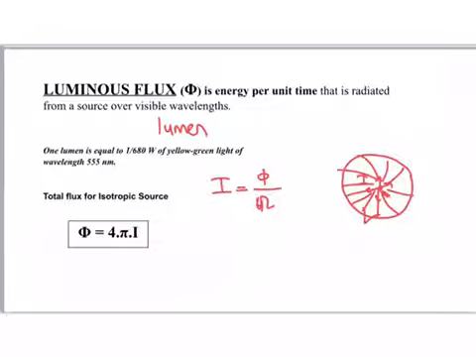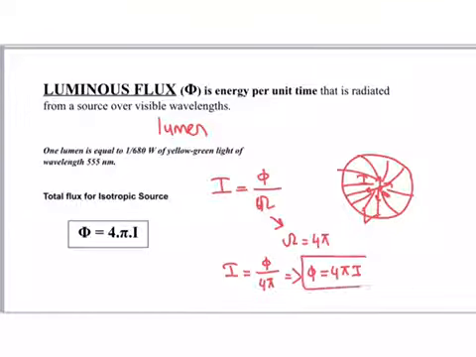So the solid angle of a sphere is equal to 4π, and as light intensity is equal to flux over 4π, I have the formula of the luminous flux equal to 4π times I. This is the formula of the luminous flux for a whole sphere.